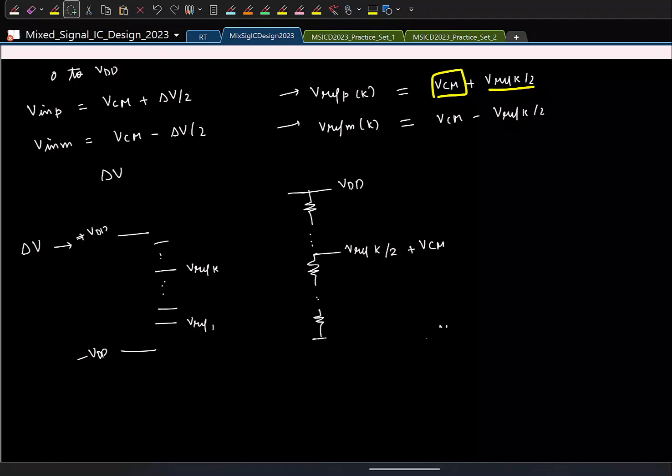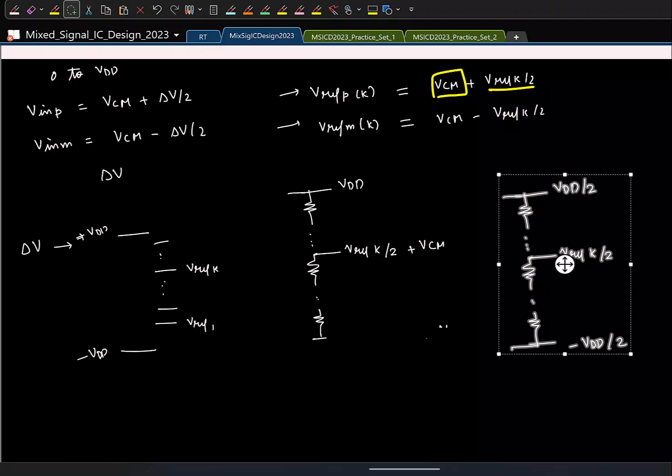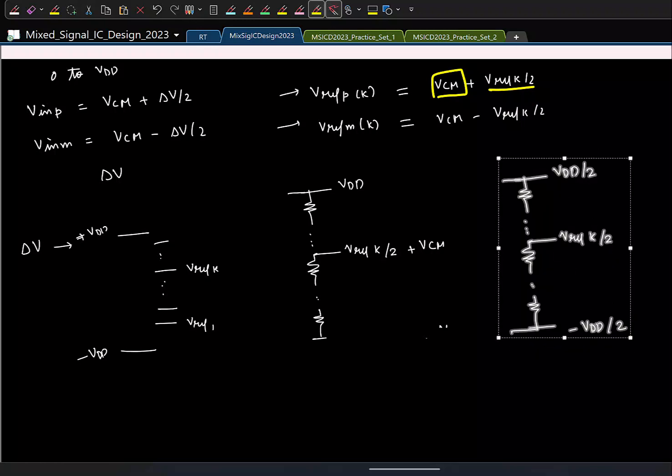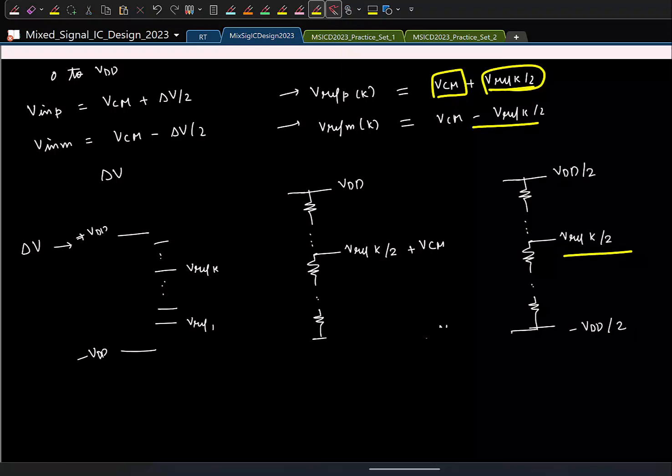Similarly, I'll do the negative side also. For the minus references, now I have plus VREF K by 2. I want minus VREF K by 2. What should I do? If I have inputs VDD by 2 and minus VDD by 2, I get plus VREF K by 2. I want to invert the sign of the output. What will I do? Invert the sign of the input. This is minus. Done. And now I have this guy.